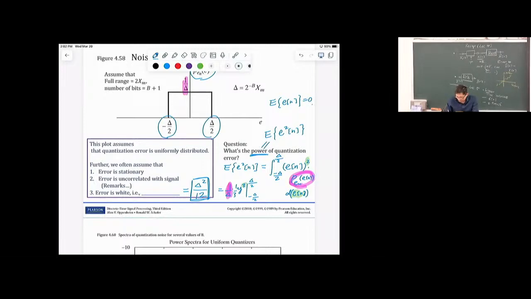Please keep in mind that this result assumes that quantization error is uniformly distributed, which may not always be true. We have already seen an example: using 8-bit, the distribution does not completely look uniform. 16-bit is fine.